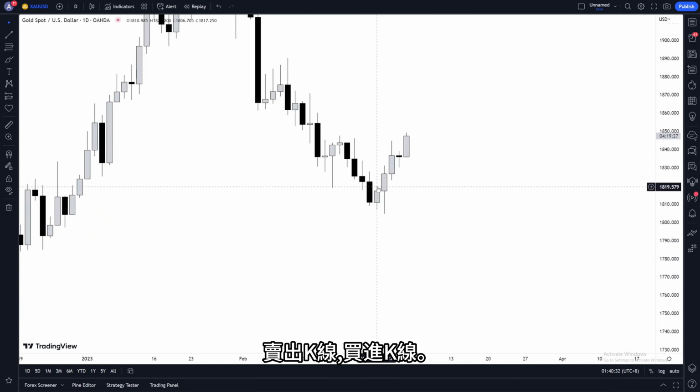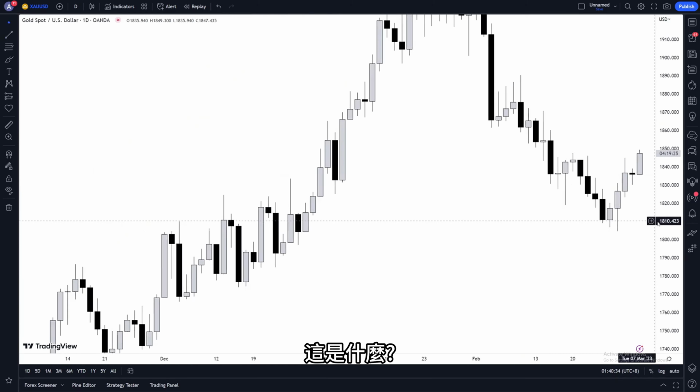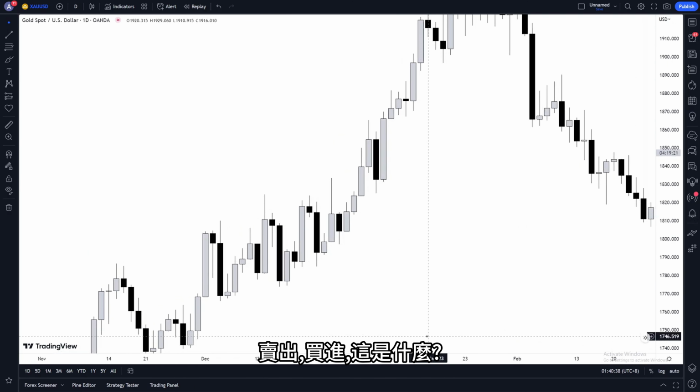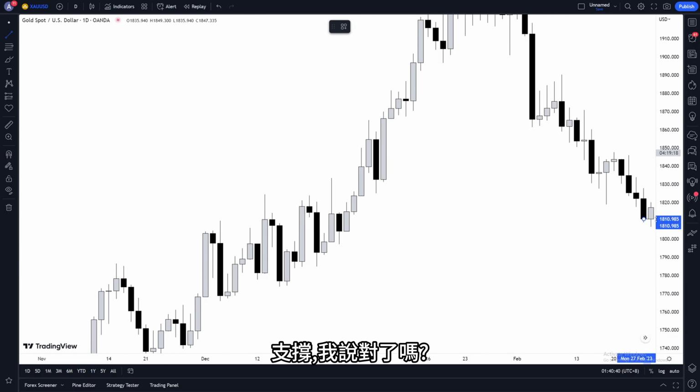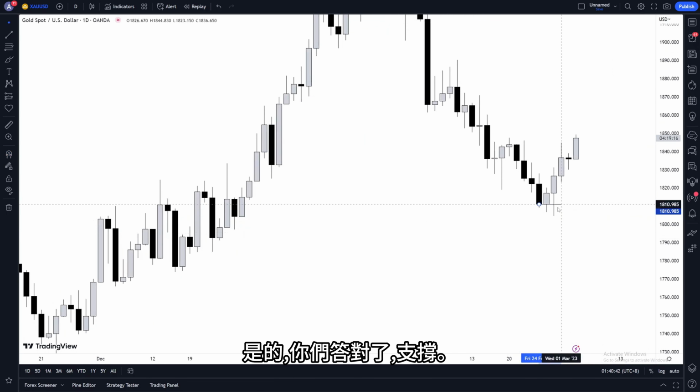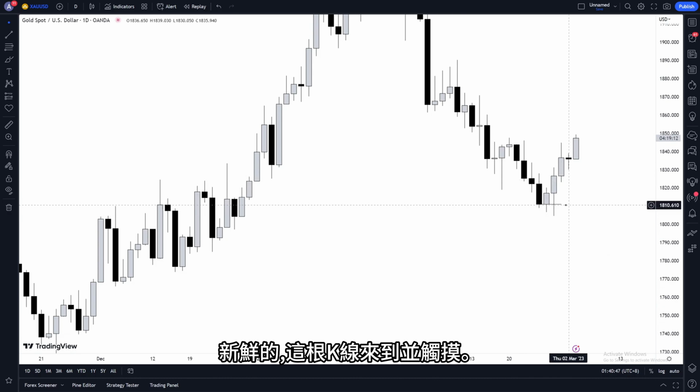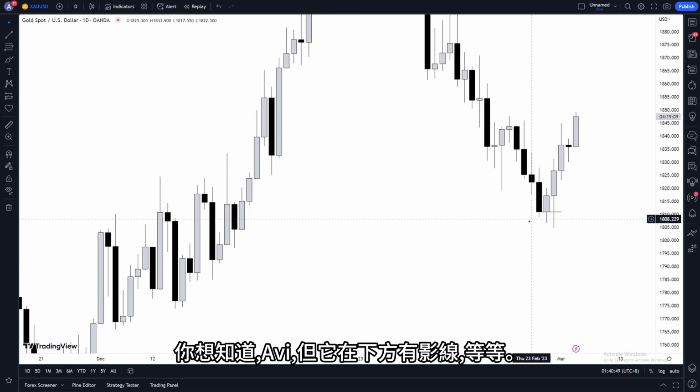Sell candle, buy candle. What is this? Make it easy for you guys. Sell, buy. What is this? Support. Am I right? Yeah, you guys got it correct. Support. This candle here, sell, buy, fresh. This candle comes and touches it. You're wondering, Avi, but it wicked below, etc.